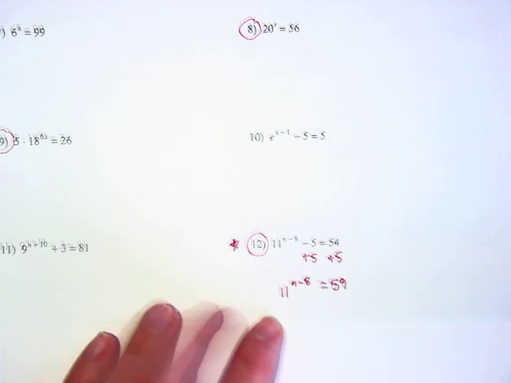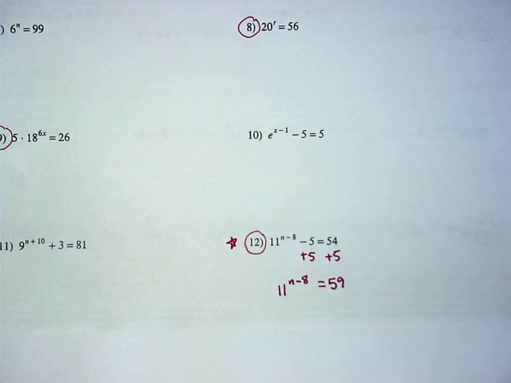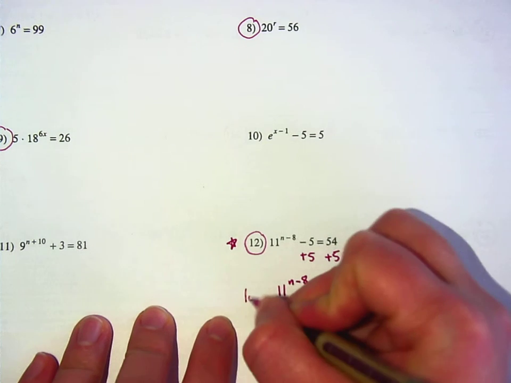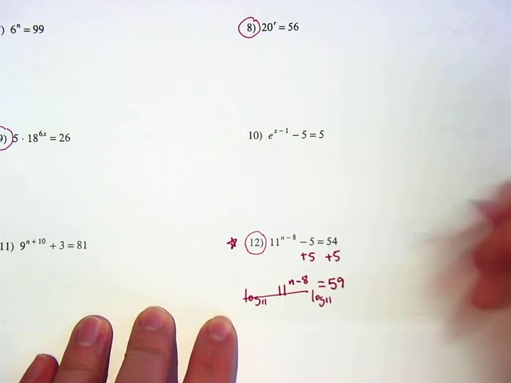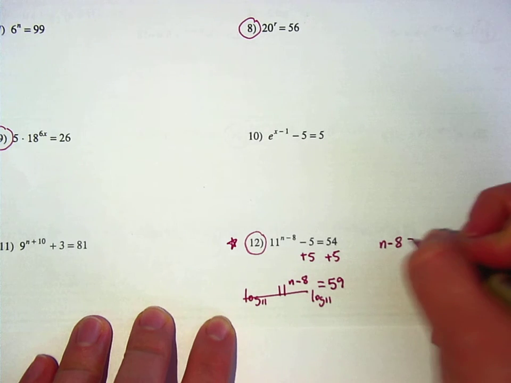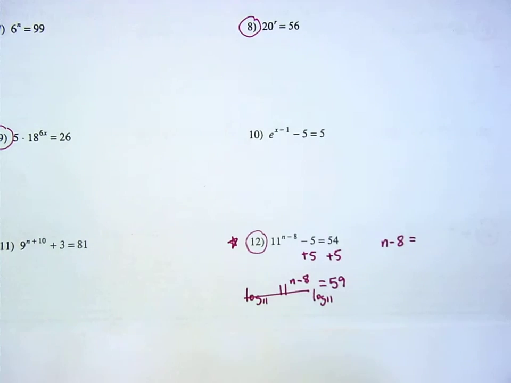Okay, now what? We've got an n in the exponent. What do we do? Log base 11 on both sides. Now I've got n minus 8 equals, in your calculator, you need to do log of 59 divided by log 11. Go ahead. I want to see everybody doing it.